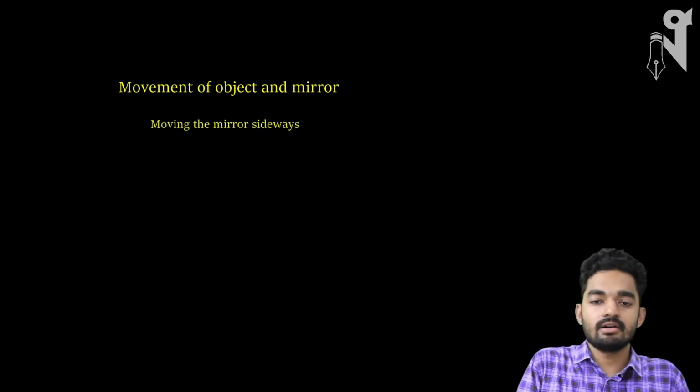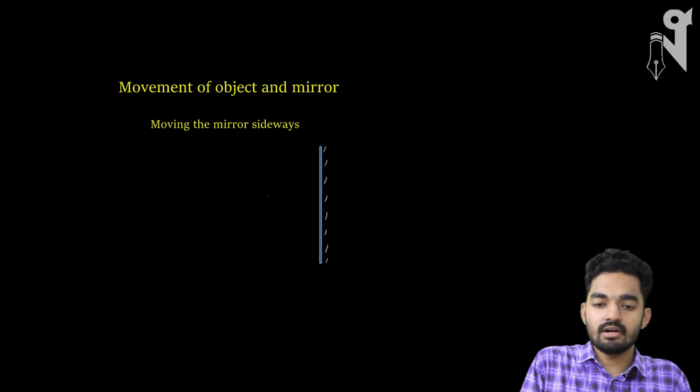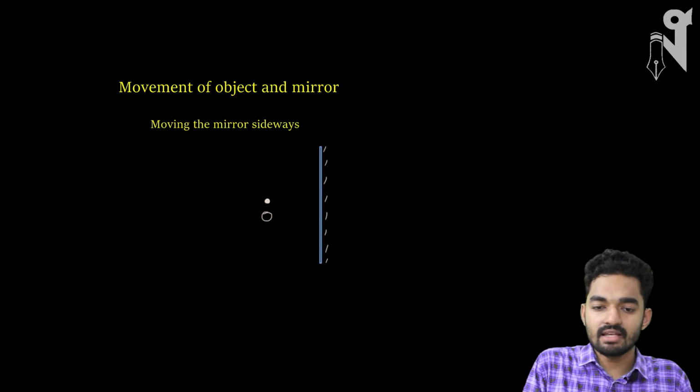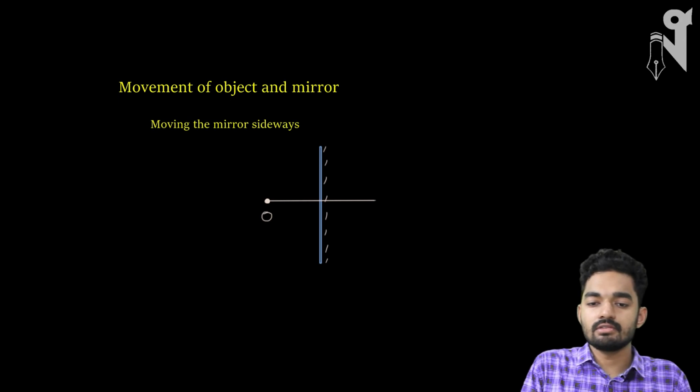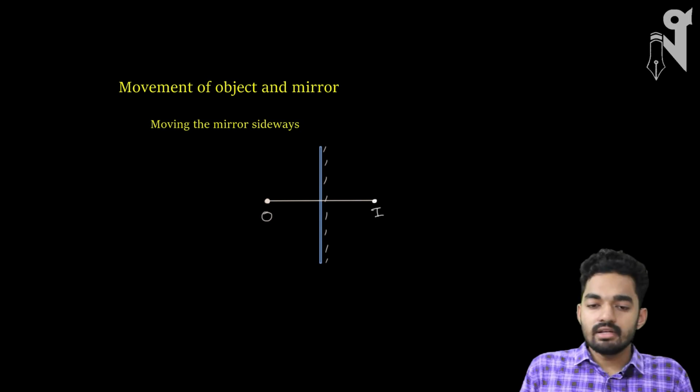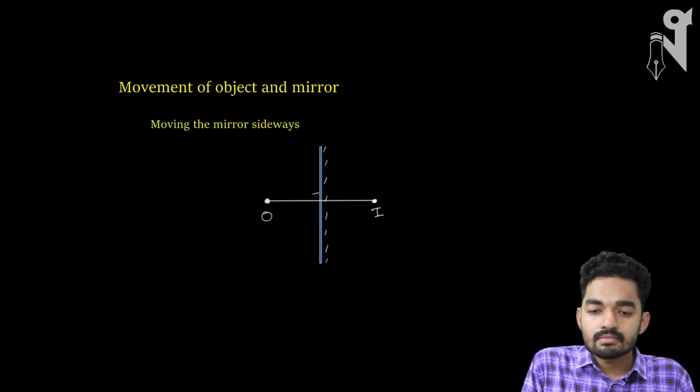So we have a mirror like this, and it is coated like this. Now let's say we have an object over here, and to find out the position of the image, I'm going to draw a line through the object perpendicular to the mirror like this, and the image will be at this point such that the object distance is equal to the image distance. So we know that this line is perpendicular.